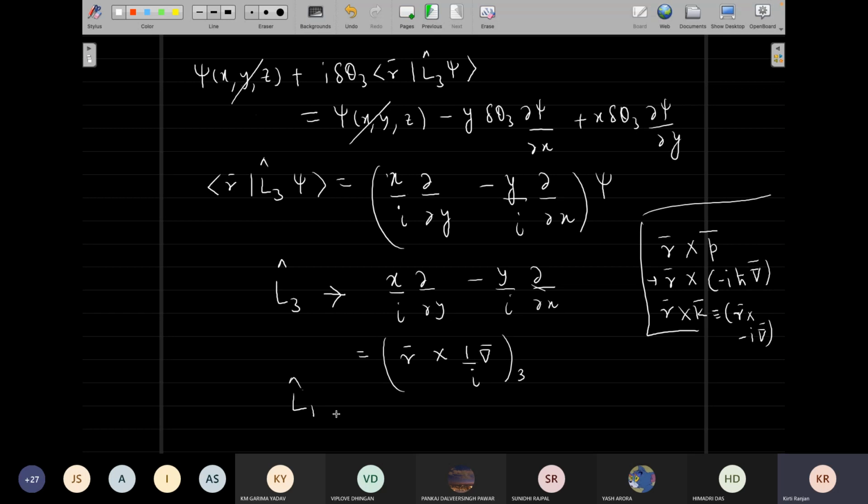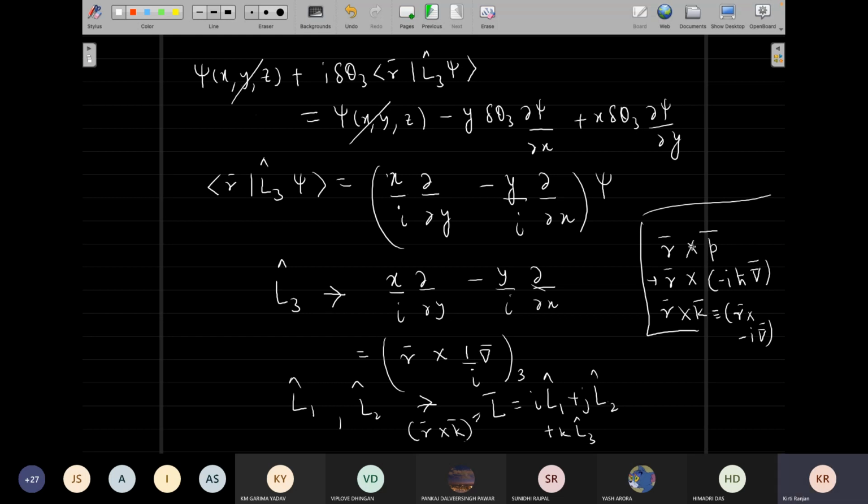You can do that for L1 and L2, such that you will find that the L vector can be written as i L1 plus j L2 plus k L3, where each of these L1, L2 and L3 operators is such that the L operator is represented as r cross k operator. So this is how we show that in position representation, the L operator is given by r cross p. In some other representation, it will be different.